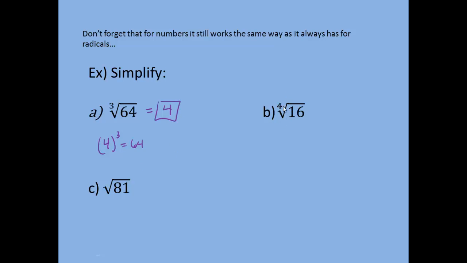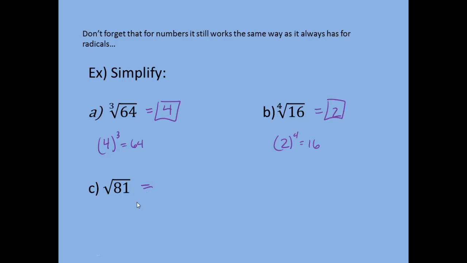Part B, the fourth root of 16. If I'm looking for the fourth root of 16, I'm saying what number multiplied times itself 4 times gives me 16? Well, the answer here would be 2. Because 2 to the fourth power equals 16. Right? 2 times 2 times 2 times another 2 gives us 16.